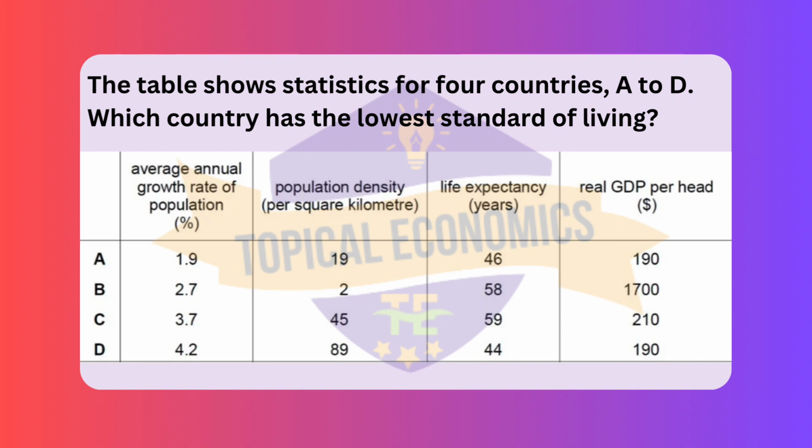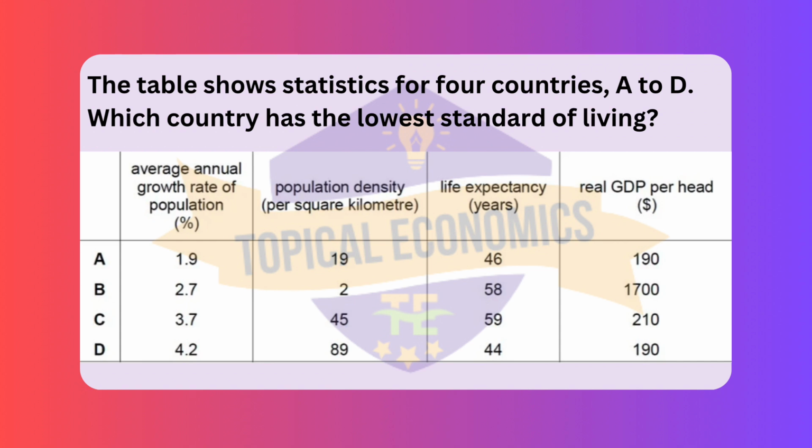D has the lowest standard of living because of low life expectancy, 44 years. This is the lowest life expectancy of the four countries, suggesting poorer health and lower overall well-being. Low real GDP per head, $190. This is the same as Country A, but much lower than the GDP in Country B, which suggests lower economic prosperity and income levels for citizens.